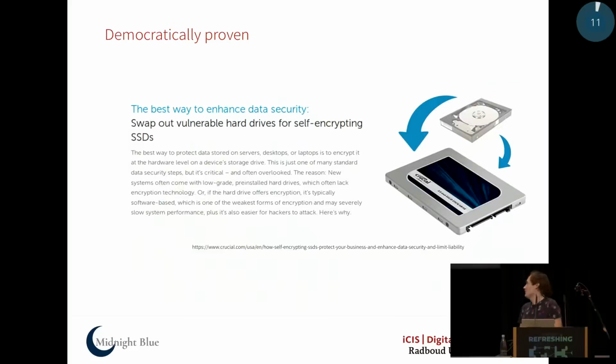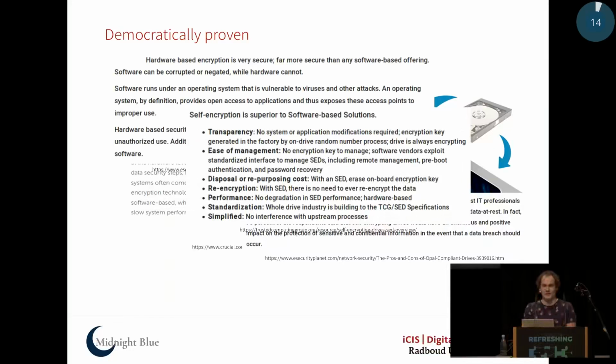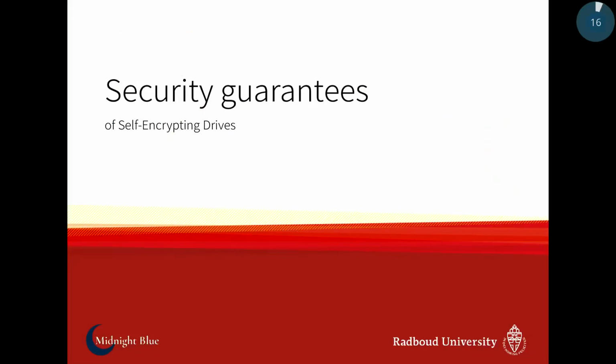So well, these self-encrypting drives haven't been theoretically proven, but they've been democratically proven in the sense that there's all this marketing fluff around it, and basically the takeaway note is software encryption is way inferior to hardware encryption. There's even studies released about it. It's great. So even BitLocker trusts these things by default if your drive actually advertises support for this. So I wonder, what are the actual security guarantees of these things? Well, just taking a theoretical approach, we're going to dive into the practice later.